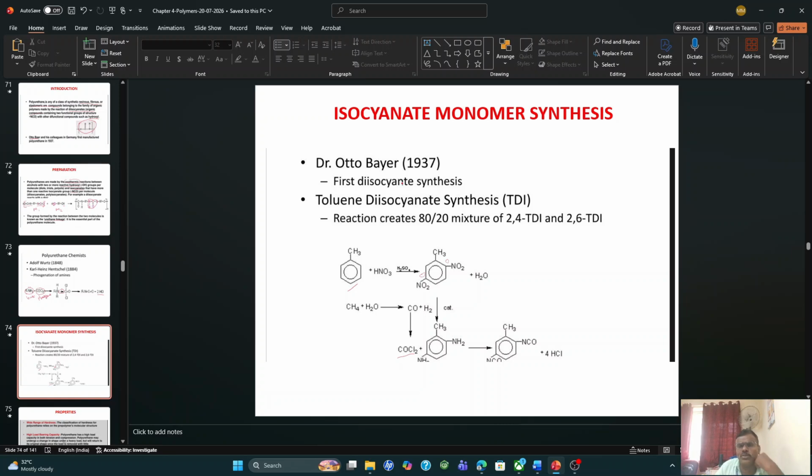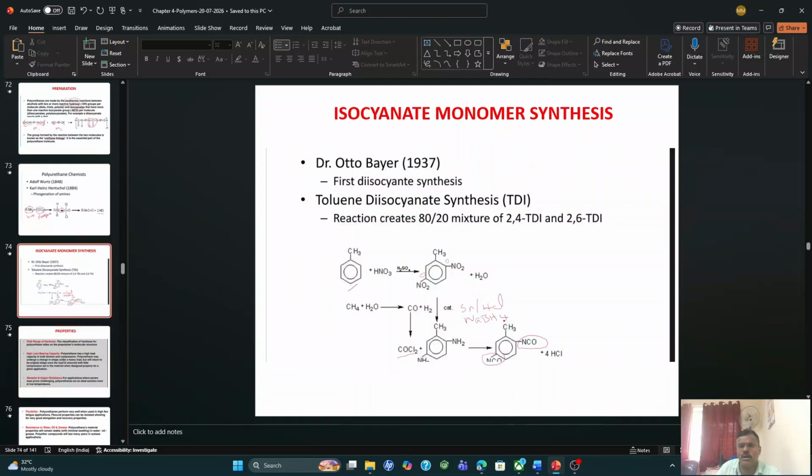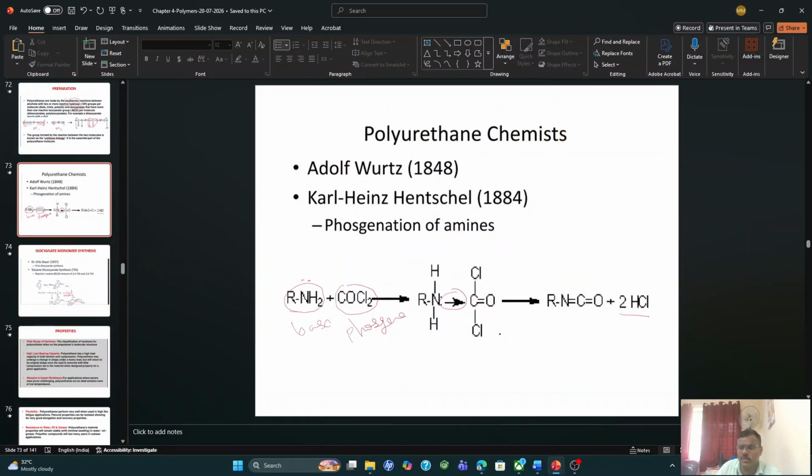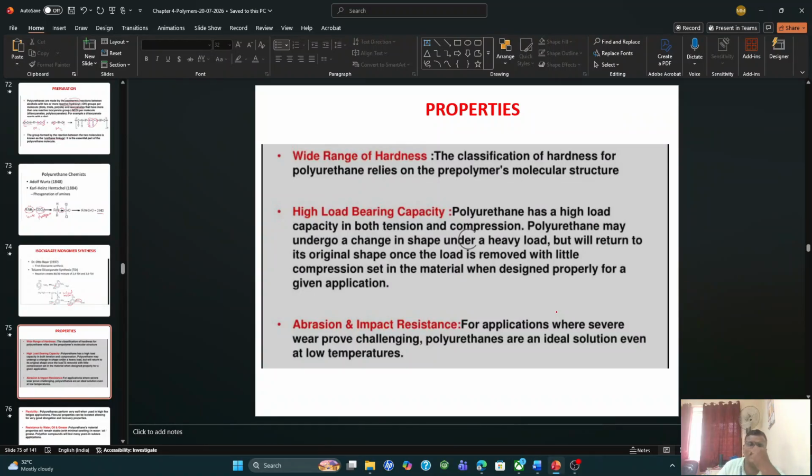In parallel, the nitro groups should be reduced to amine by some reducing agents. Tin and HCl will work, and sodium borohydride will also work well. So the nitro is reduced to amine, and the methane route gives us COCl2. Both will react, and we end up with the diisocyanate. Why diisocyanate? Here one isocyanate, here one isocyanate, so we call it a diisocyanate. Now this diisocyanate will react with the alcohol, and we end up with the polyurethane. That is the way of preparing the material.